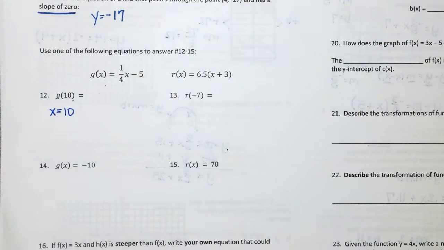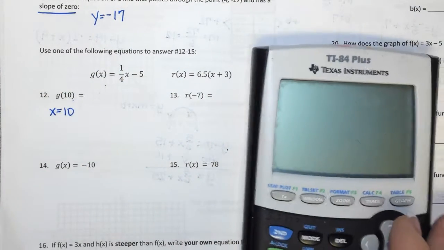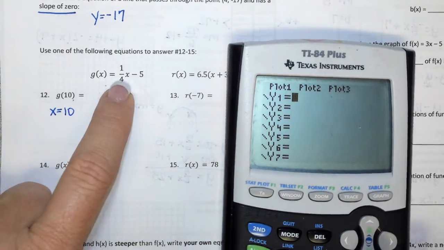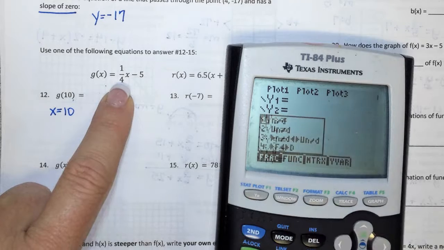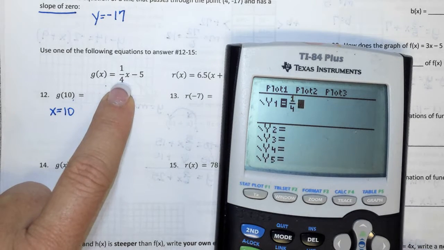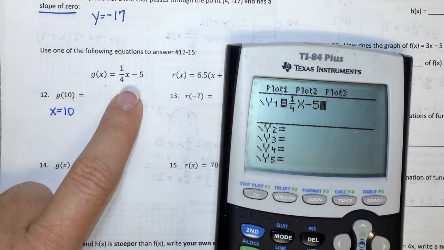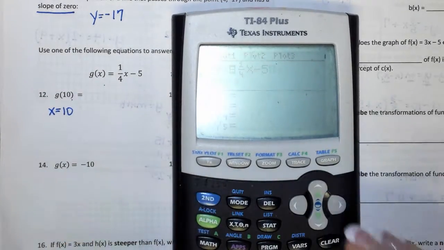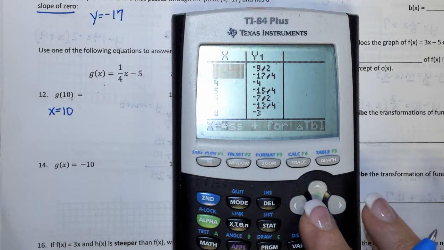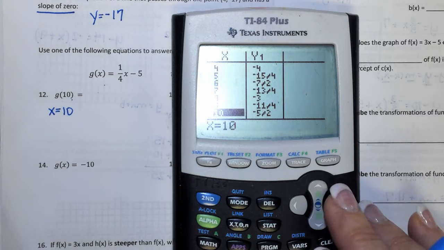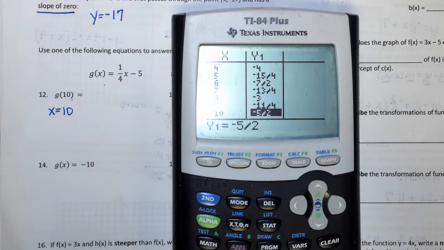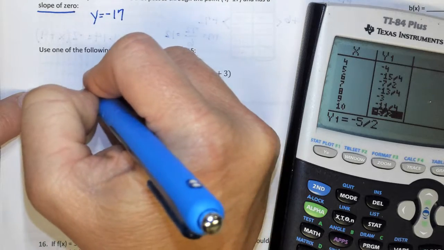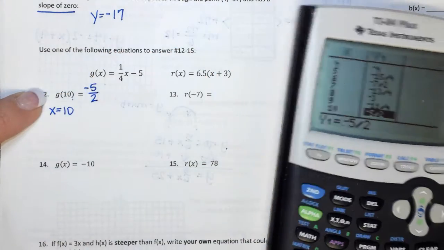So if they're giving me x, I'm looking for y. So in my calculator, I'm going to y equals, and I'm inputting the equation that they gave me. So I have 1 over 4 x minus 5. Once I get my equation in, I want to go to the table, and I want to go to wherever x equals 10, and I see that y is what? Very good, -5 over 2. So that means g of 10 equals -5 over 2.